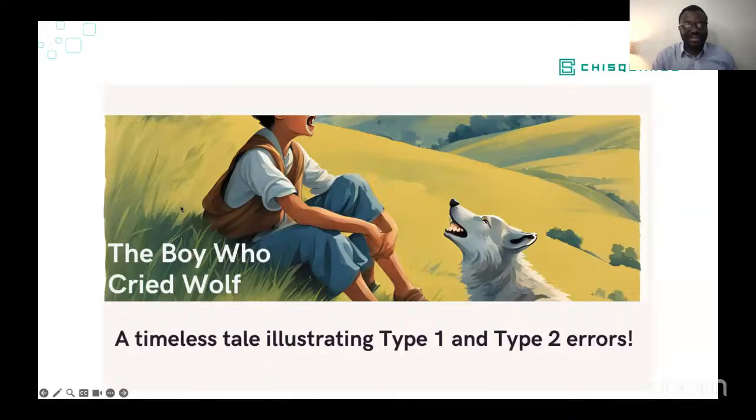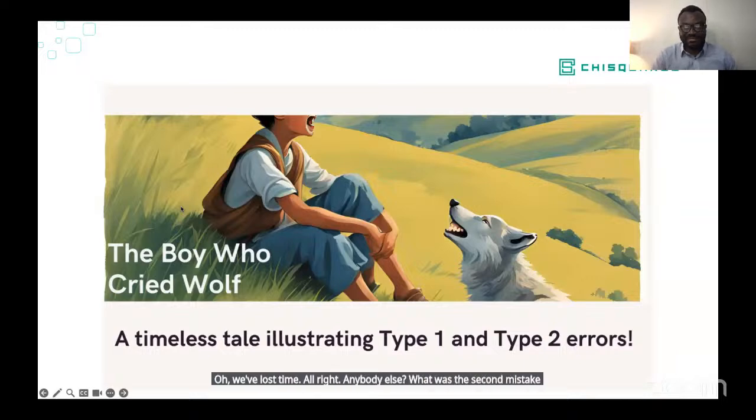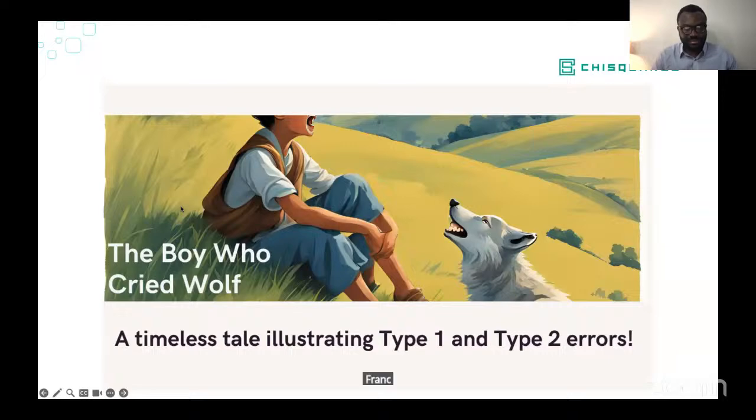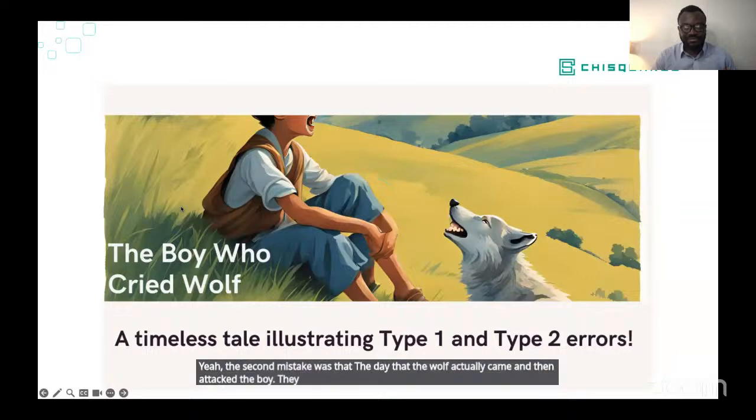Oh, we've lost her. All right. Anybody else? What was the second mistake the villagers made? Francis? Yes, the second mistake was that the day the wolf actually came and attacked the boy, they thought that was his usual theatrics. So they did not go out to rescue the boy, and that's the type 2 error they made.